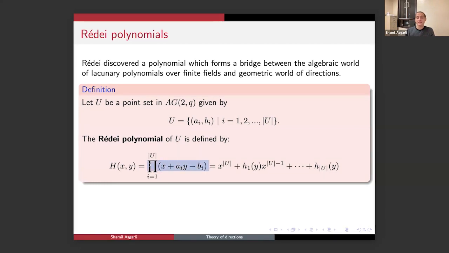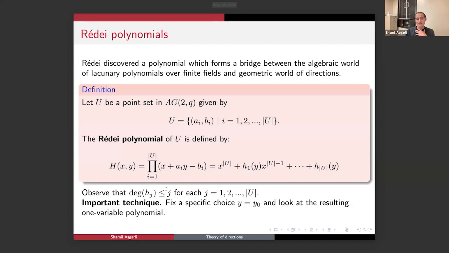And this means that we know its factorization, but oftentimes it's also helpful to expand this polynomial in this way, so that it becomes a polynomial in the variable x, but with coefficients in the polynomial ring in the variable y. So usually we'll write it this way. Now, what is the advantage of writing it this way?